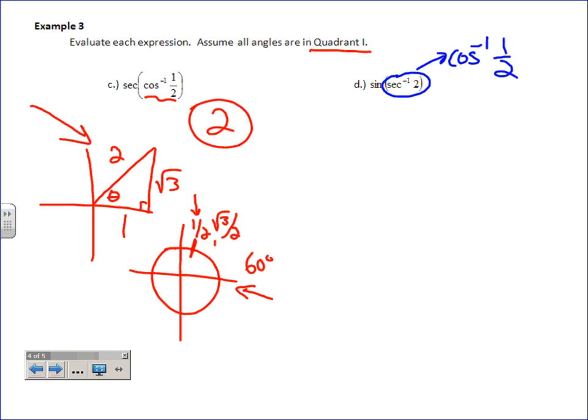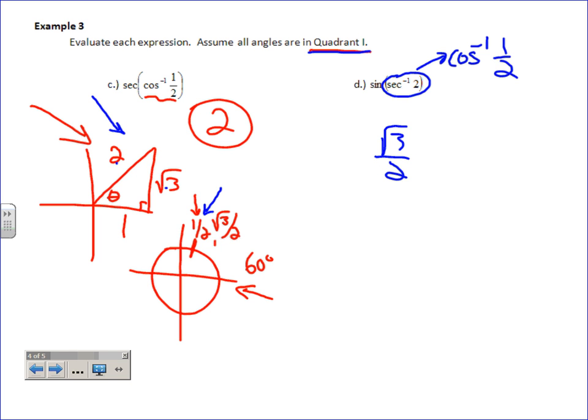Well, there it is right there. And what's sine there? Well, square root of 3 over 2. Could you have figured that one out from this picture? Yeah, because here's your angle. And again, it does say quadrant 1. That's pretty important, okay? And sine is opposite over hypotenuse. Hey, it's square root of 3 over 2 either way.